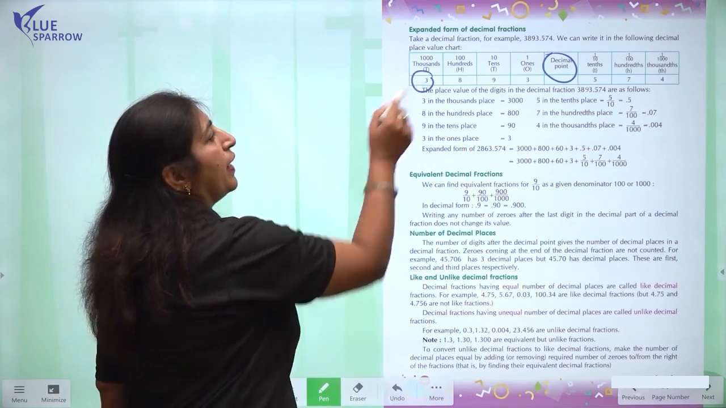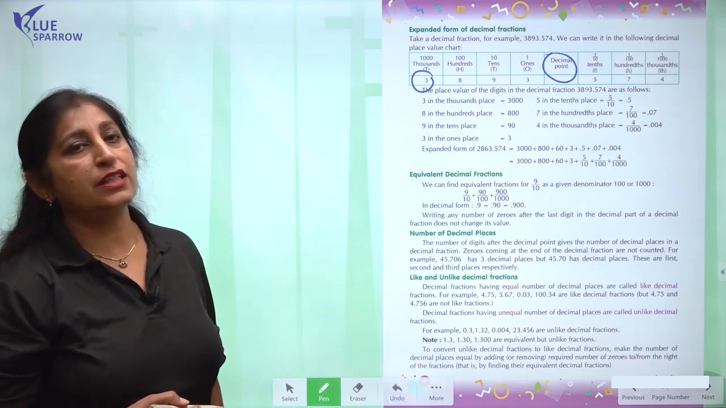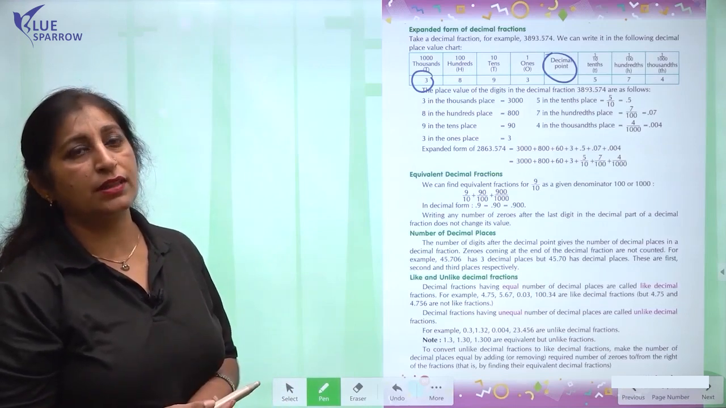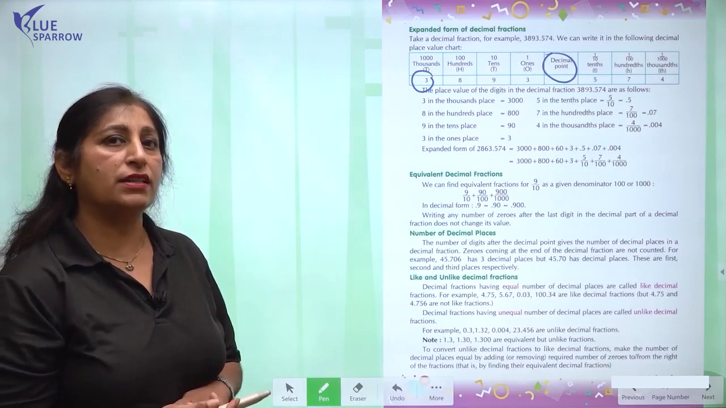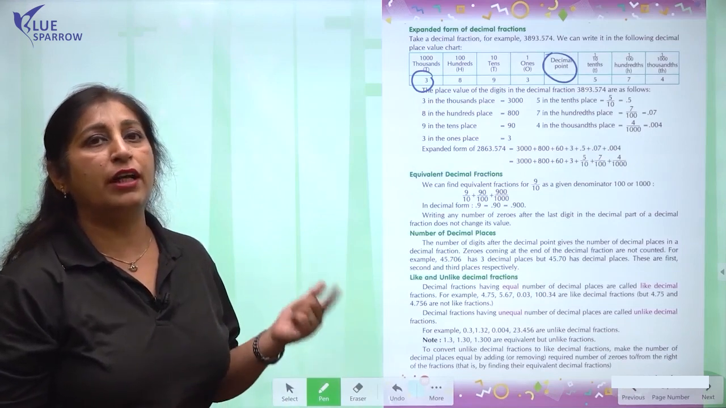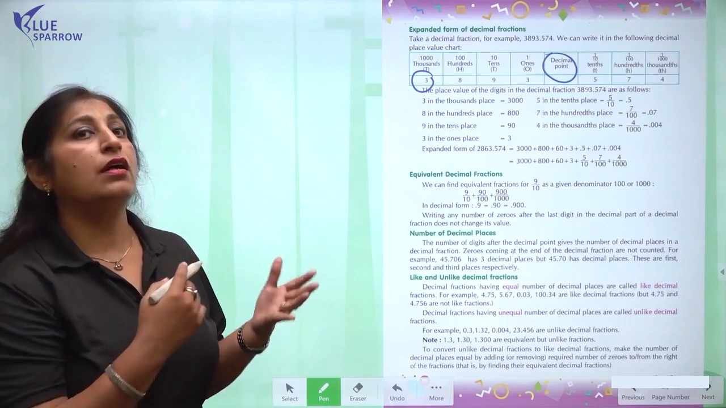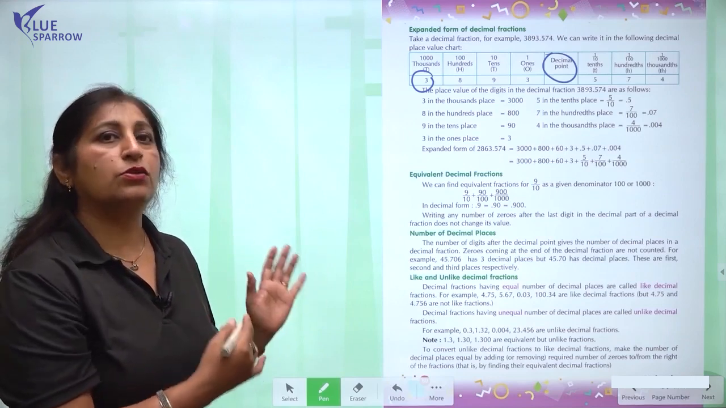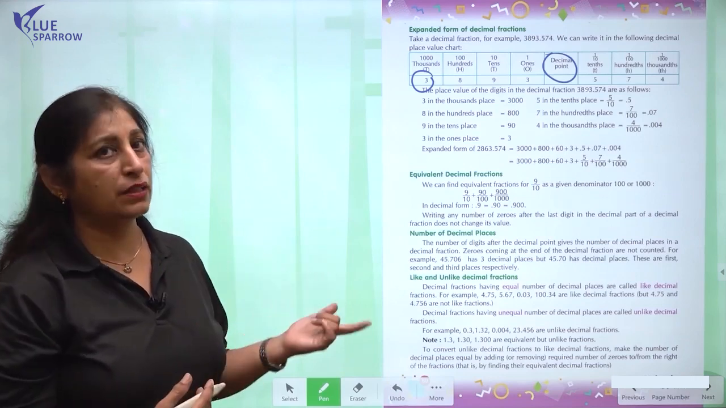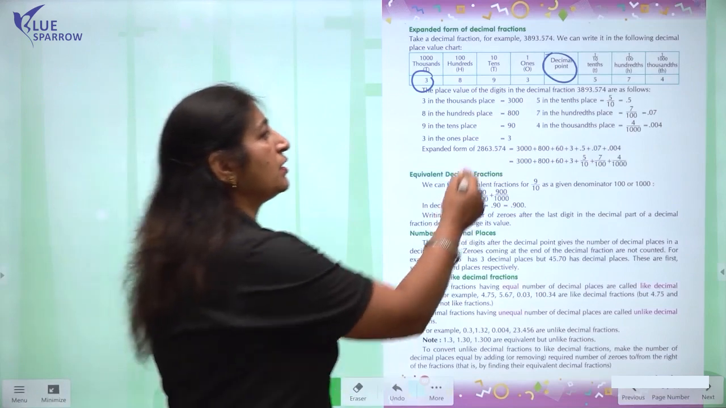As it is occupying the thousands place, its place value would be 3 multiply 1000. You know that place value is face value multiplied by the value of its place. So, now it is lying in the thousands place, so it would be multiplied with 1000. 3 multiply 1000 gives 3000.